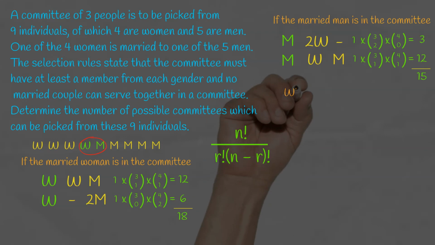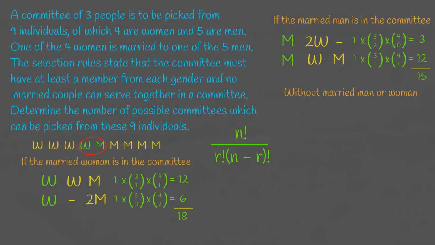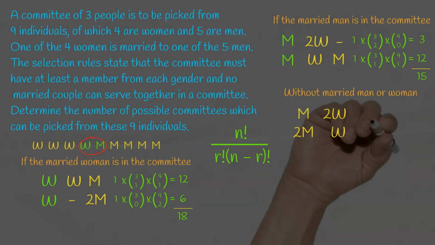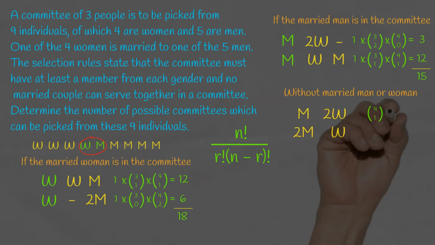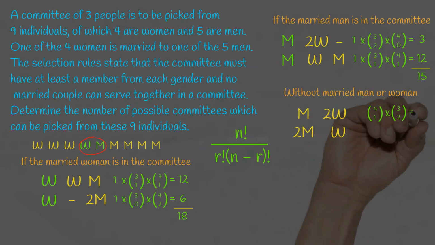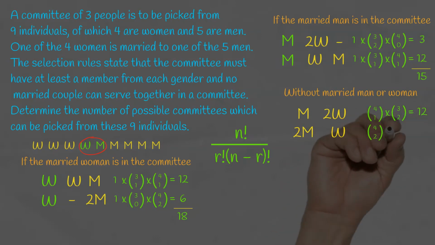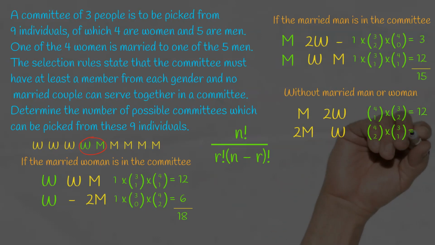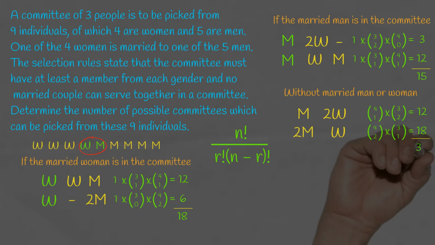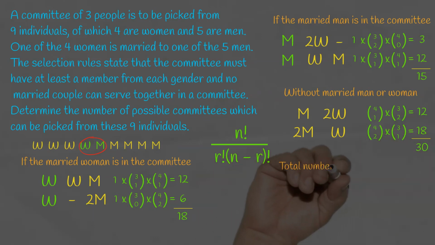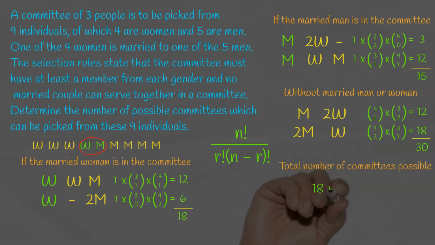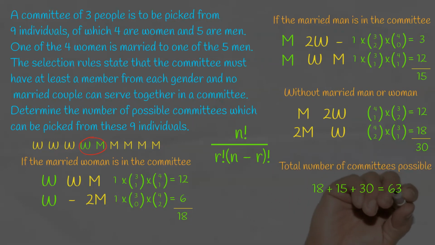And finally, if we choose a committee without the married man or woman, we could have 1 man and 2 women, or 2 men and 1 woman. This gives us 4 choose 1 times by 3 choose 2, which is equal to 12, and 4 choose 2 times by 3 choose 1, which is 18. So there are 30 different ways to organise the committee without the married man or woman. So the total number of committees possible is 18 plus 15 plus 30. So the answer is 63.